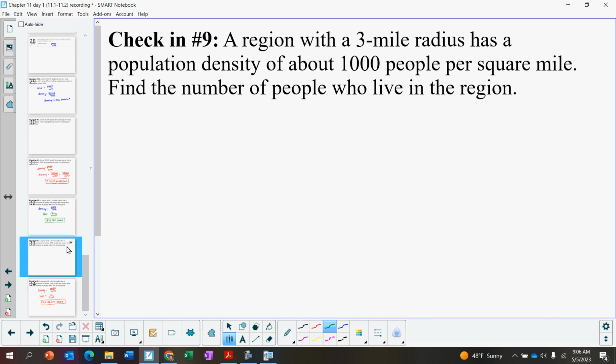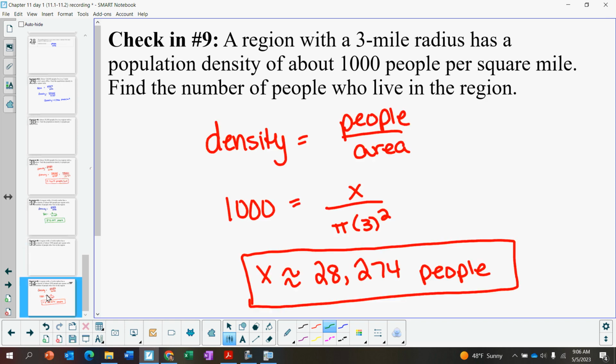So you're going to try this last one, pause, when you're ready to see the answer, hit play. All right, so I have 1,000 equals x over pi 3 squared, so I get about 28,274 people. And that is everything about arc length, circumference, and area of a circle.